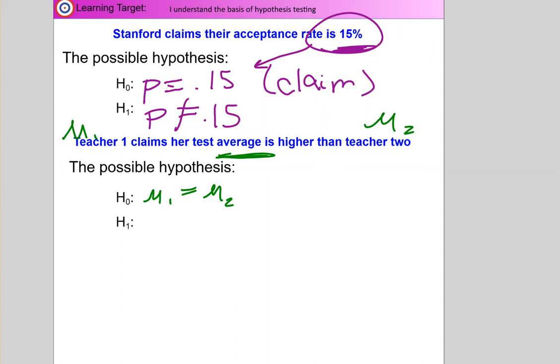Well, that's not our claim. Our claim is that teacher 1 has higher scores than teacher 2. So since we didn't write our claim in our null hypothesis, we write it in our alternative hypothesis. So mu1 is greater than mu2. And this here is my claim.